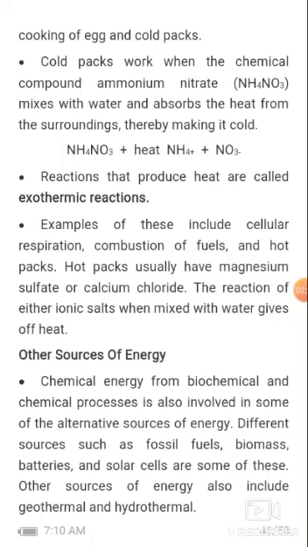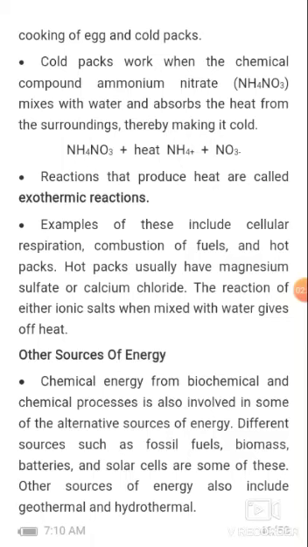reactions. Absorbs heat, endothermic, and the reactions which produce heat are called exothermic reactions. Examples of this include cellular respiration, combustion of fuels, and hot packs. Hot packs usually have magnesium sulfate or calcium chloride. So the reaction of either ionic salts when mixed with water gives off heat.